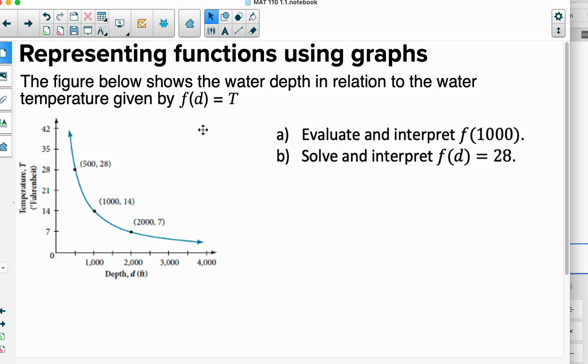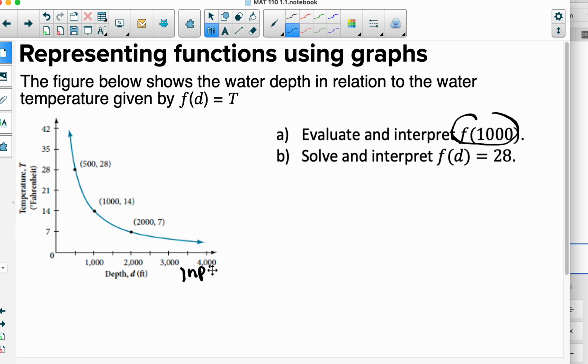And then I can do the same thing with a graph. So if I were to evaluate and interpret F of 1000, I can see again on a graph, my inputs are on the horizontal and my outputs are on the vertical. Whatever is inside the parentheses is my input. It's asking me to evaluate. It means it wants me to find the value of the output. So I want to know what this value is.